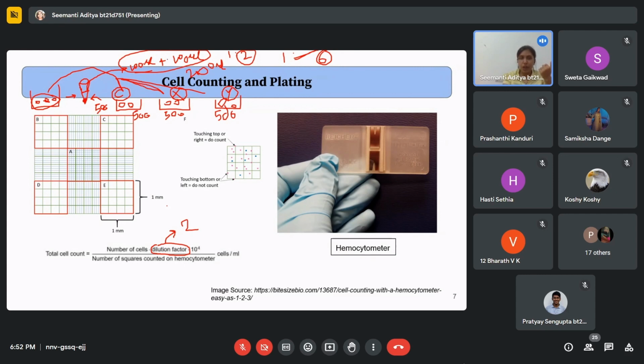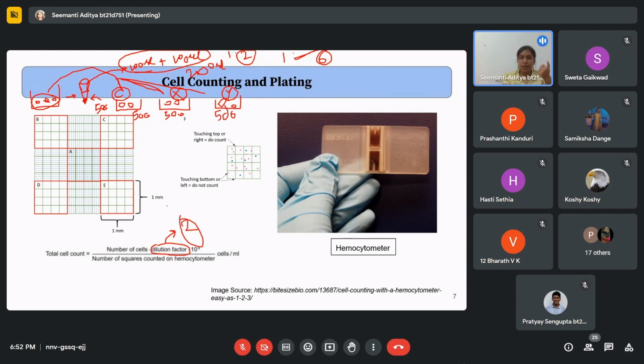So depending upon how much trypan blue you are adding, the dilution factor changes. For our case, suppose I have added 100 microliter trypan blue and 100 microliter cells, then our dilution factor is 2. Next, we have to count the number of cells.